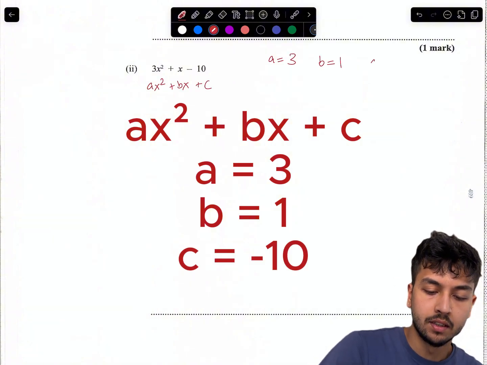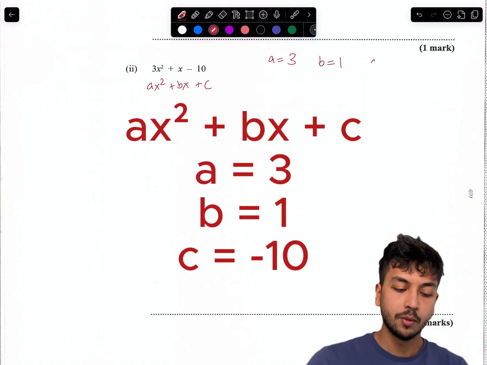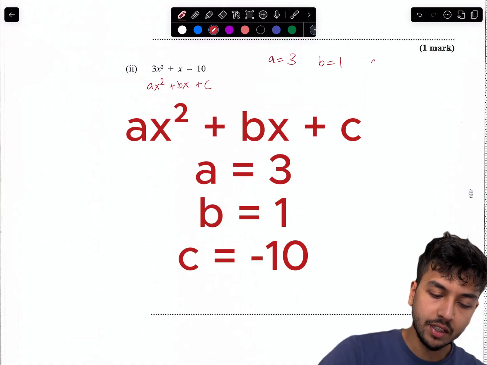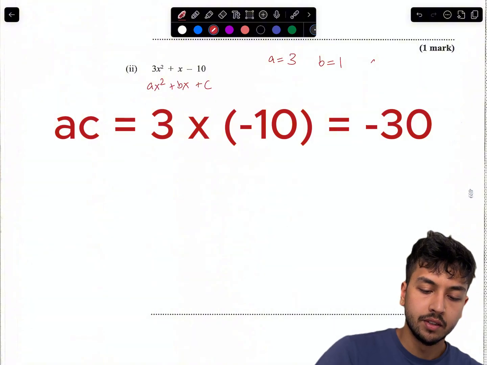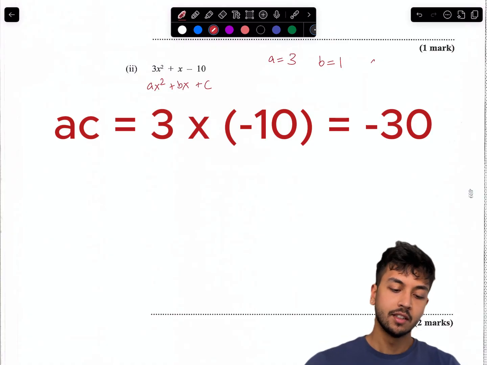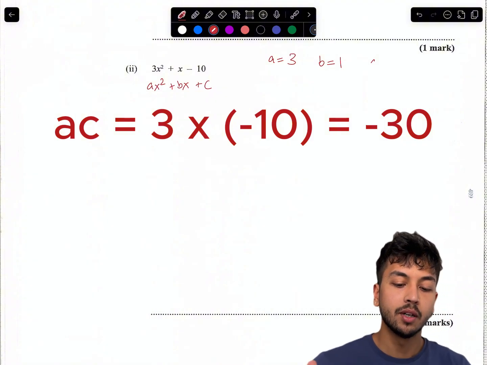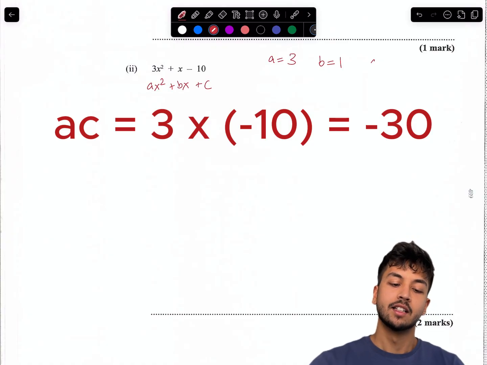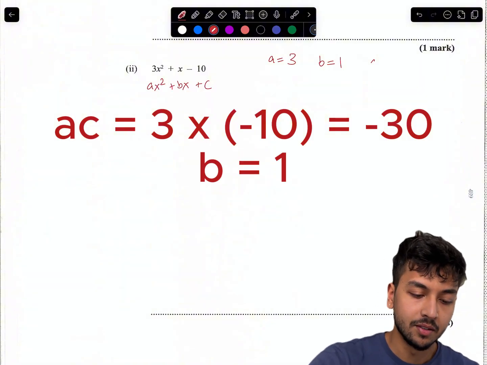When we're factorizing a quadratic, the first thing we do is check the product of a and c. So step 1, what is the product of a and c? ac equals 3 by minus 10, which equals minus 30. Great. Step 2 is we want to figure out which two numbers, when we multiply them, will give us ac, but when we add them, they'll give us back b. This is just how we do it.